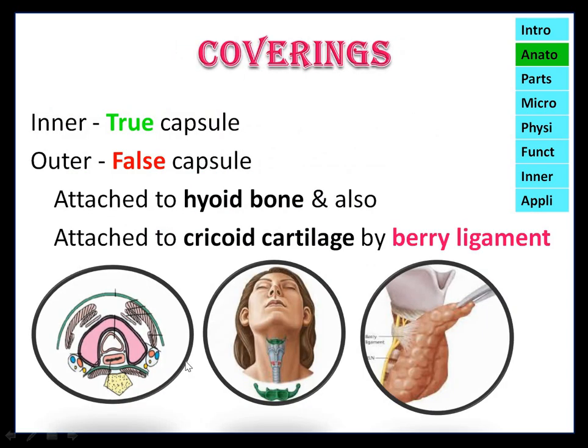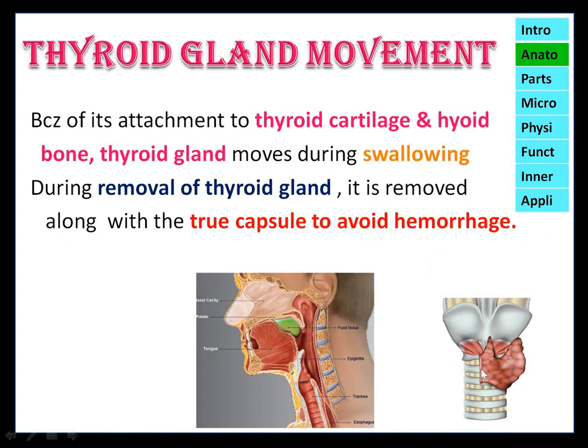Now the covering of the thyroid gland: inner capsule and outer false capsule. The outer false capsule is attached to the hyoid bone and also attached to the cricoid cartilage by Berry ligament. Because of this attachment to the thyroid cartilage and hyoid bone, the thyroid gland moves during swallowing. During removal of the thyroid gland, it is removed along with the true capsule to avoid hemorrhage.